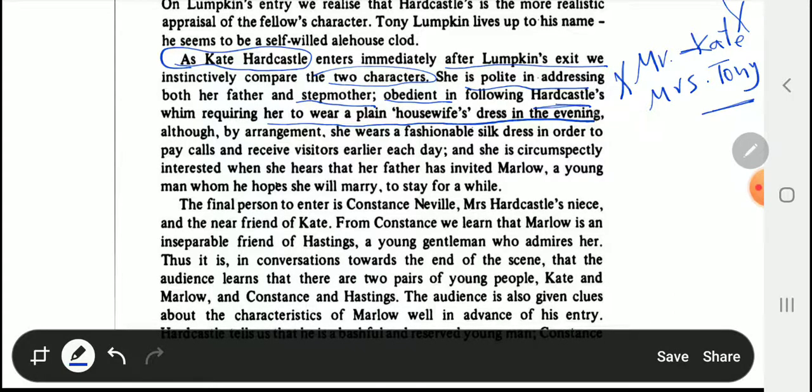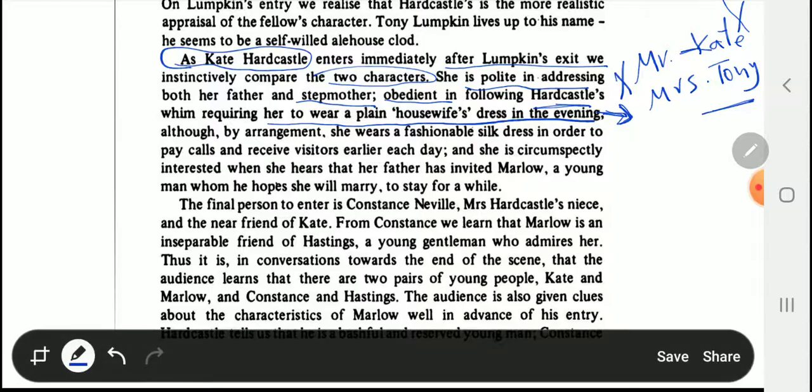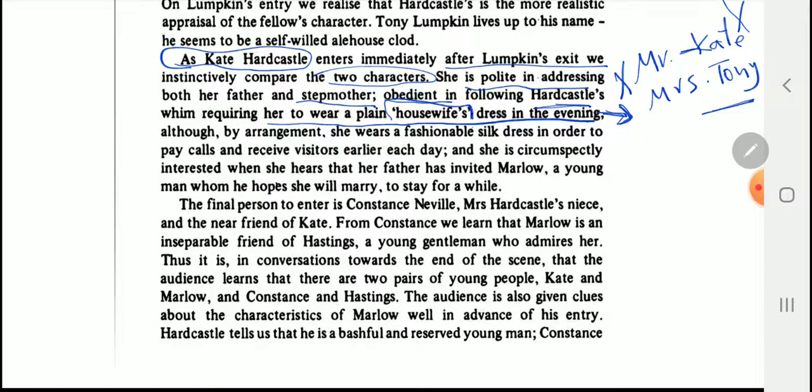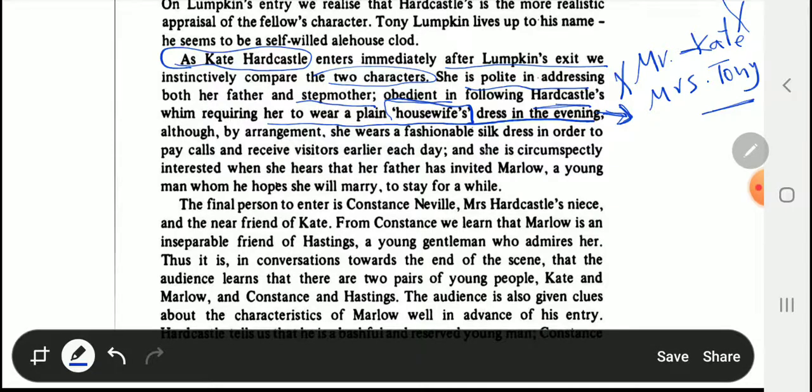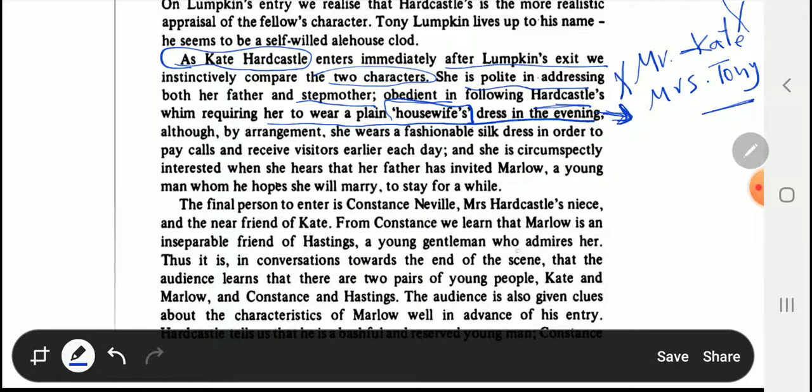So what's this, student? Since Mr. Hardcastle, her father, loves everything that is old, there is an agreement between Kate and her father. In the morning, she will wear something very fashionable, according to her stepmother and what she wants, and then in the evening, she will dress like a housewife, or let's say someone like a maid. This is a kind of agreement between the father and the daughter.